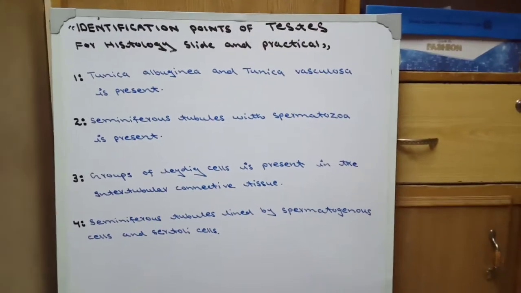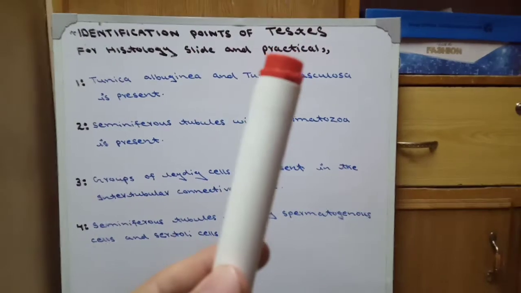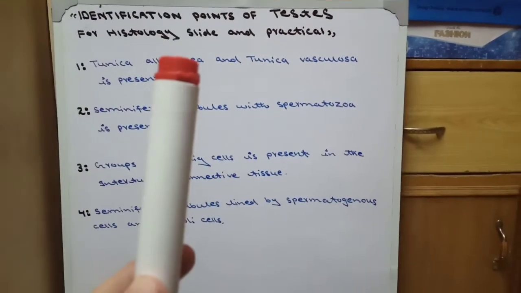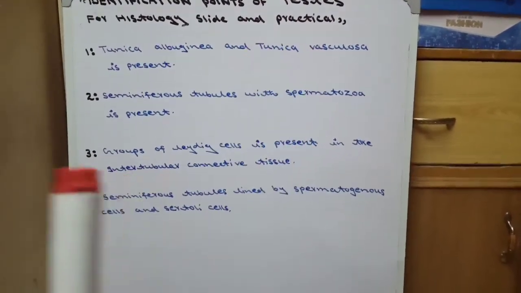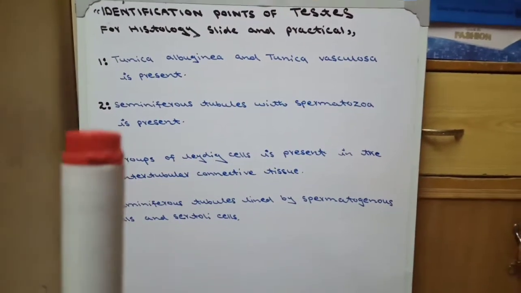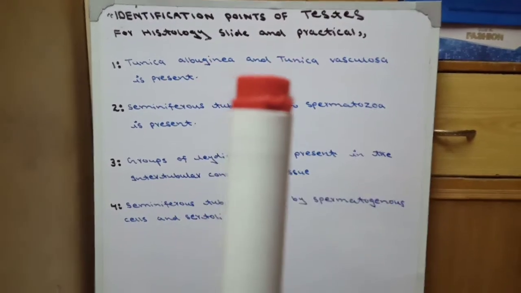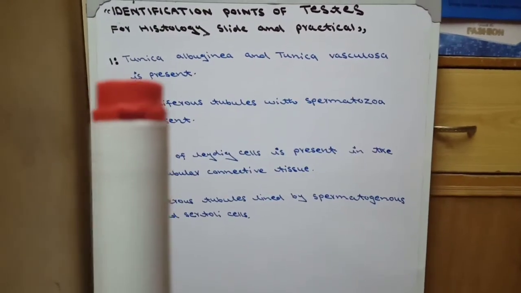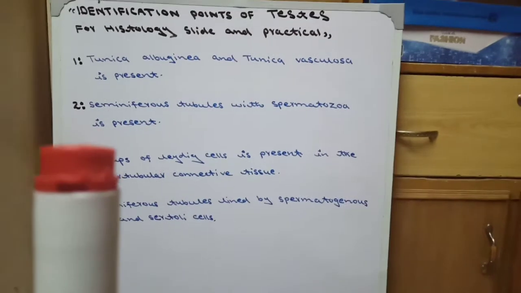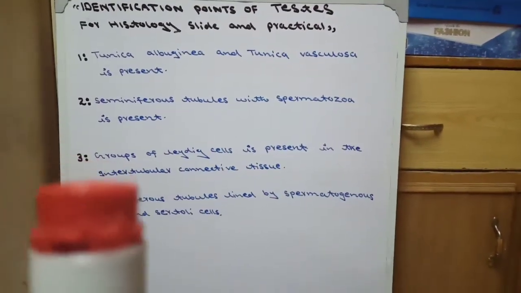Today our topic is related to histology, identification points of testes for histology slide and practical. There are four identification points of testes. Number one, tunica albuginea and tunica vasculosa is present. Number two, seminiferous tubules with spermatozoa is present.